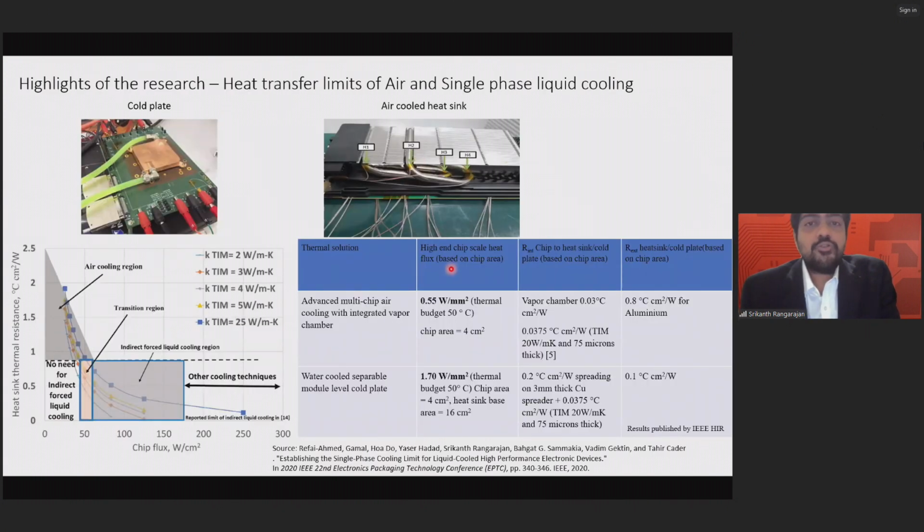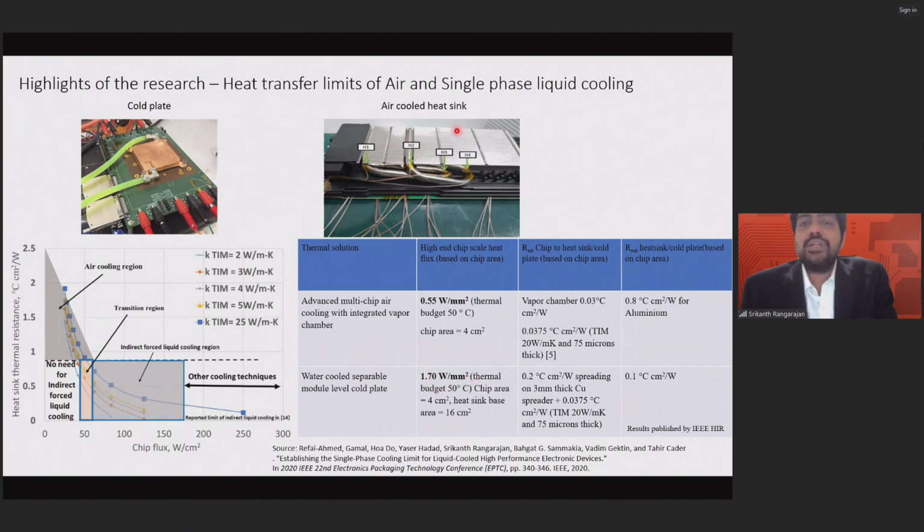So from our group in the last 3 years, we also tried to define some of the heat transfer limits for air and single phase liquid cooling, and this has been published in the IEEE roadmap. And we see that for advanced multi-chip air cooling with integrated vapor chamber, we are seeing a heat flux close to 55 watts per centimeter square. And for water cooled, which also has a very stringent microchannel design for single phase, we are seeing somewhere close to 170 watts per centimeter square.